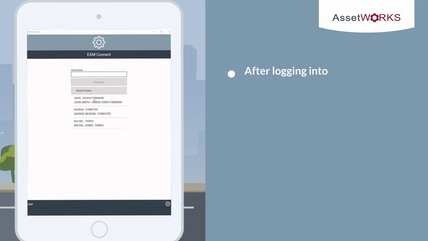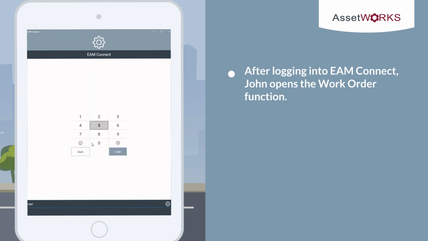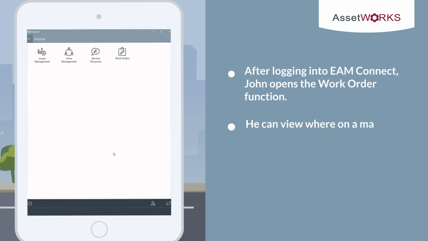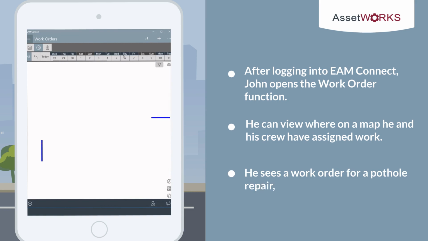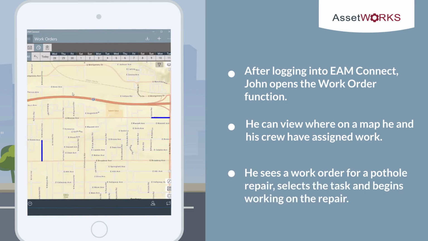To begin working, John logs into EAM Connect and selects Work Orders. John can view where on the map he and his crew have been assigned work. He sees a work order for a pothole repair, selects the task, and begins working on the repair.